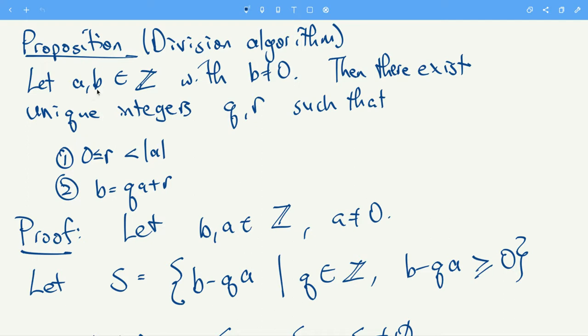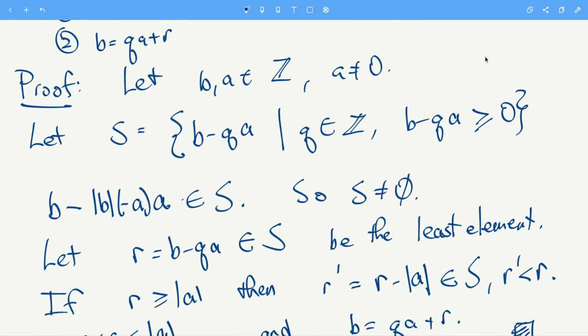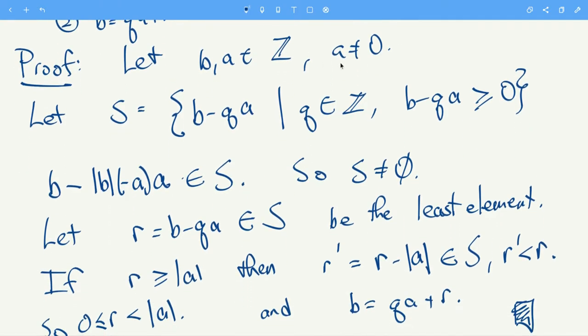If we have two integers a and b with a non-zero, then there exist unique integers q and r, so q for quotient, r for remainder, such that r is non-negative and less than a in absolute value, and b equals qa plus r. And it's just saying that we can divide b by a and get a quotient and remainder. Okay, and often we need to know this in this course. So let's prove it. So b and a are given, a is non-zero, and now we need our set S.